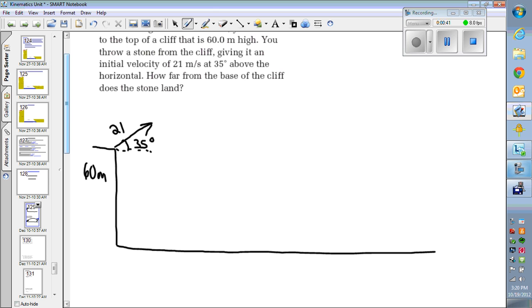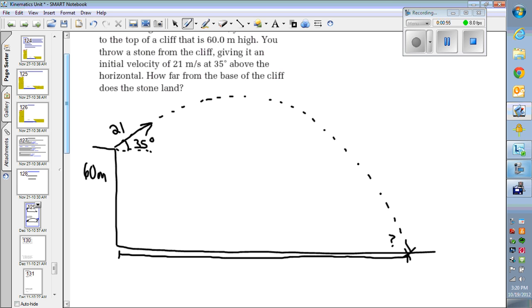So this stone is going to take a parabolic path, and it's going to come over here somewhere, and this unknown space is where we want to find out how far it goes. We call the range the distance that a projectile travels, so we're looking for the range here. To get that range, we're going to need to know how long it was in the air. So we need to know the time it takes to smack into the ground over here.